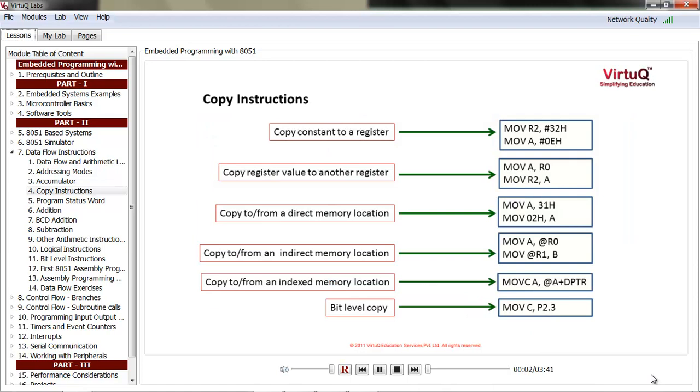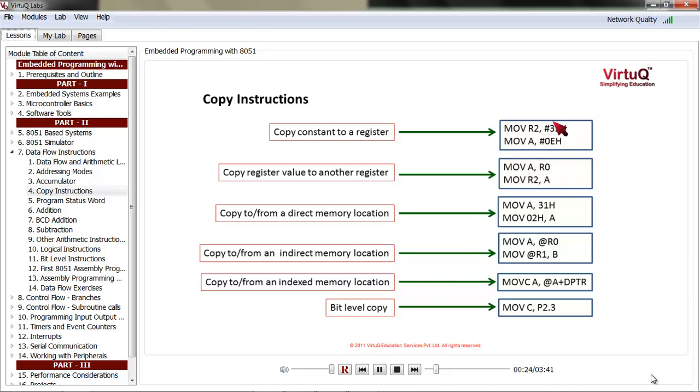We discussed earlier that data copies are the most basic instructions of the processor, and they make the foundation of data flow within the processor. 8051 supports various flavors of copies. Let's go over all of them one by one. So the first one is copying a constant to a register.